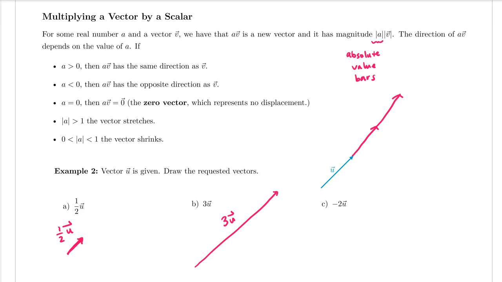So remember, if the a value is negative, then it has the opposite direction. So I'm going to have my vector u start here, and because it's going in the opposite direction, and we're looking at the absolute value of a, which is 2, that means it's getting doubled. So here's one length of u, and then I'm going to double it and say it looks something like that. So this would be -2 times vector u. And there are our answers for example 2.